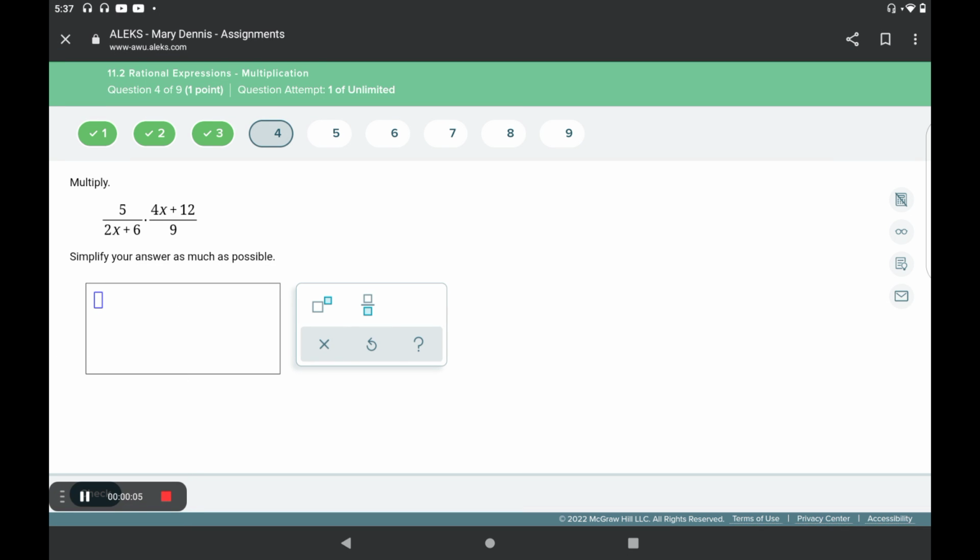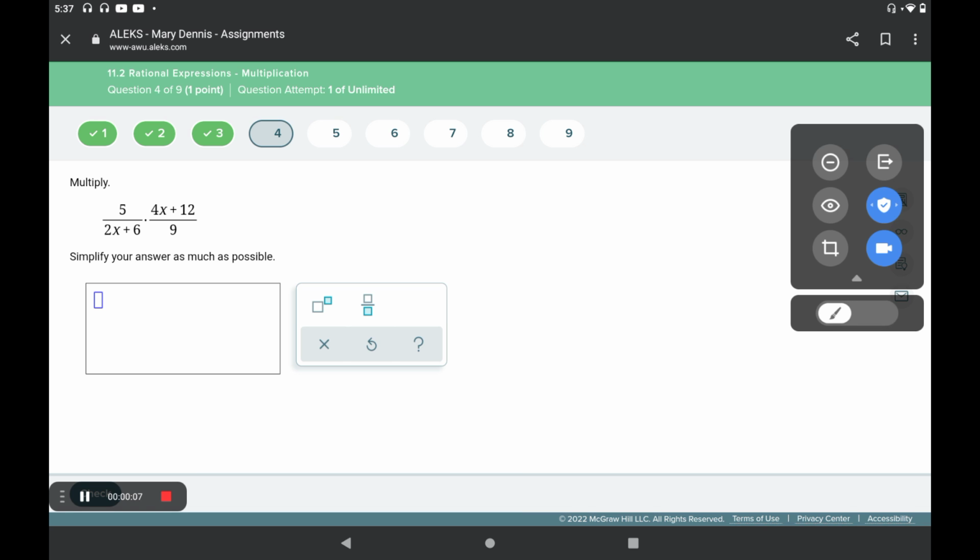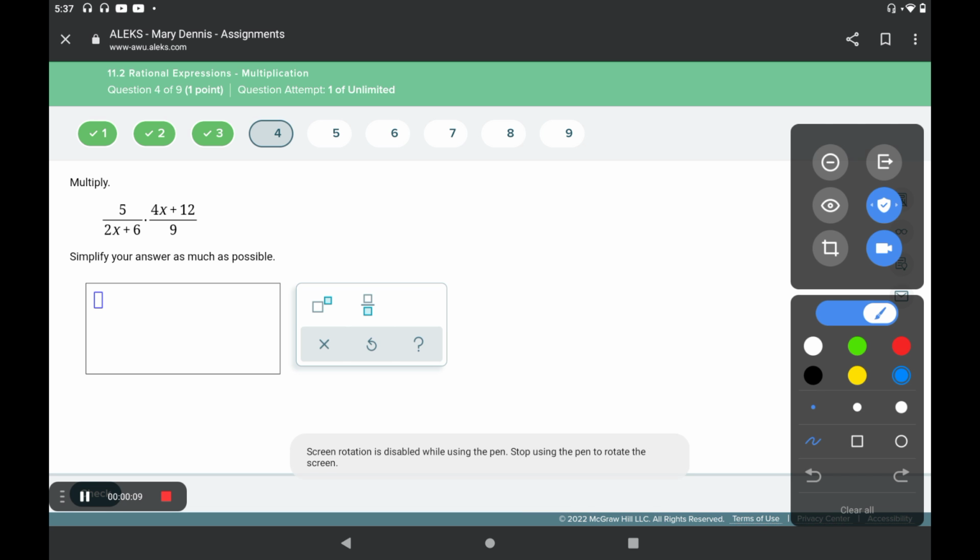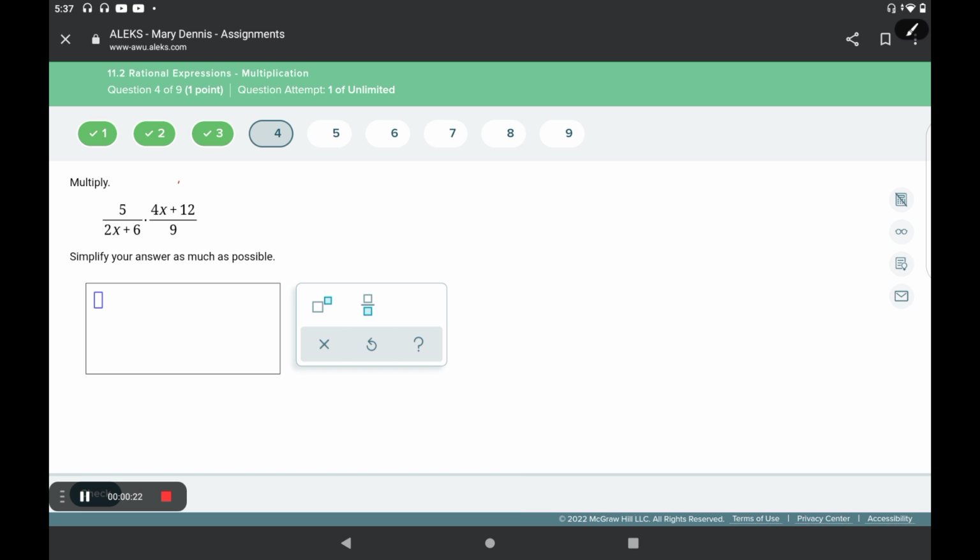Hey guys, for your next three problems, they're all the same type. It's multiplying rational expressions made up of linear expressions. We see those plus signs in there now, right? You've got this guy and this guy. So I can't just cancel that 6 or that 2x or that 4 or that 12. I have to make sure everything is multiplied before I cancel it.